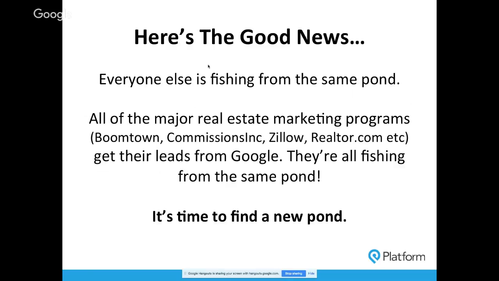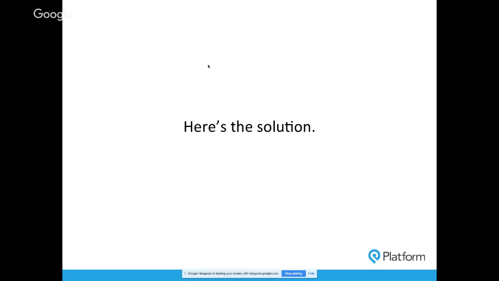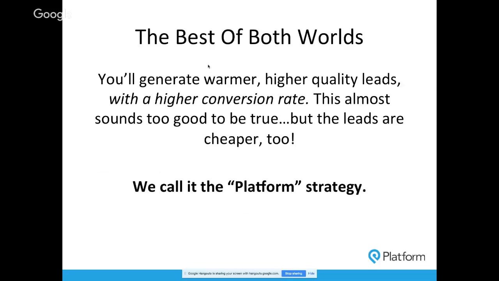So rather than trying to compete against them and just throwing more money at the problem and basing our entire business plan on where there's the most competition, low-hanging fruit, right? I mean, Zillow, Realtor.com, Commission Sync, Boomtown, all of those are low-hanging fruit leads, because they're getting them from Google, right? Let's find a new pond entirely. Let's build a new marketing strategy entirely where not only do we have minimal competition, we have zero competition, right?